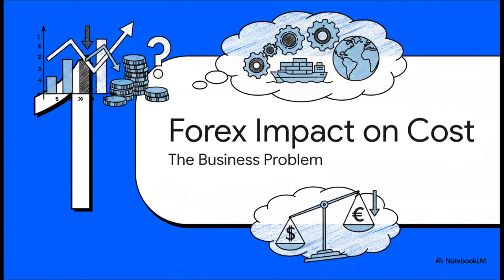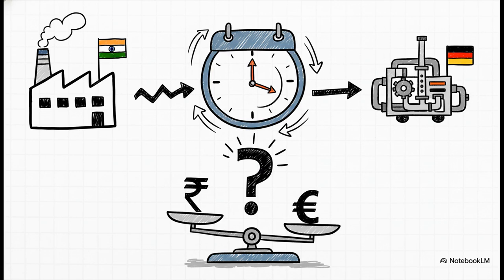Okay, first things first. Let's really nail down the core business problem that this section addresses. So picture this. An Indian company buys some essential machinery from a supplier in Germany for 100,000 euros. Payment isn't due right away. It's due in 3 months. Now, in that 3-month window, the rupee-euro exchange rate could swing up or down. This creates a huge uncertainty, doesn't it?